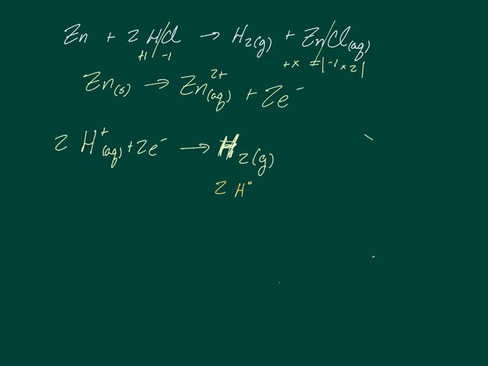So when we look at this half of the reaction, what we see is zinc is losing electrons because it's a product, and that is the oxidation part of the reaction. Here we see the hydrogen ion gaining electrons, and that's the reduction part of the reaction. So we do have a redox reaction because there's a transfer of electrons.